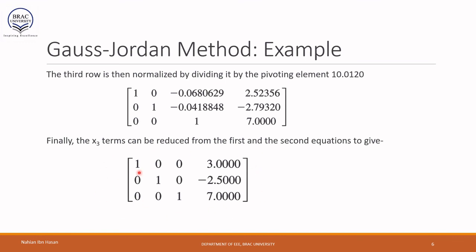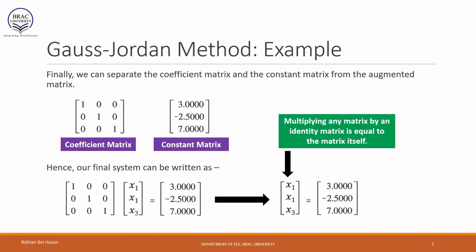We do not need a second step which we used in the Gaussian elimination method, which is known as the back substitution method. So in the Gauss-Jordan elimination method, we do not need the back substitution step because we already got the final results. So that's the benefit of the Gauss-Jordan method. We do not need to use the back substitution step.